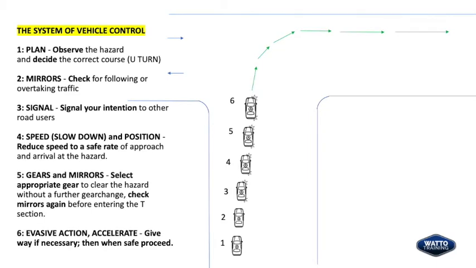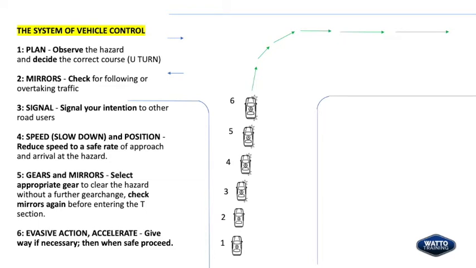Step 1. Make a plan. Observe the hazard and decide the correct course. Sorry, it's not a U-turn, it's a right turn. 2. Mirrors. Check for following and overtaking traffic. 3. Signal your intention to other road users.